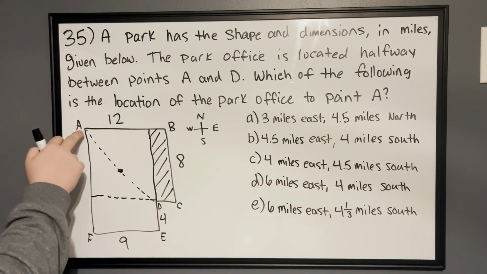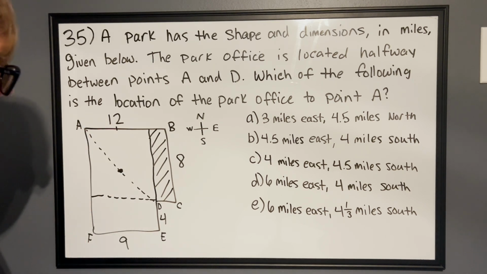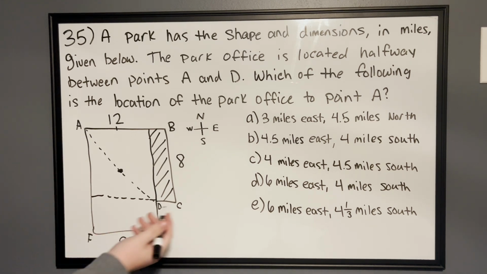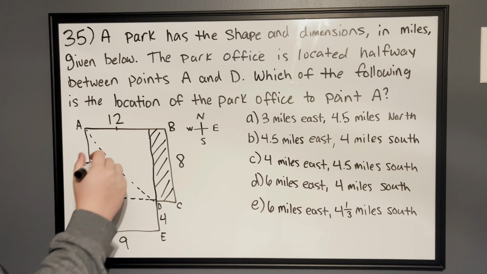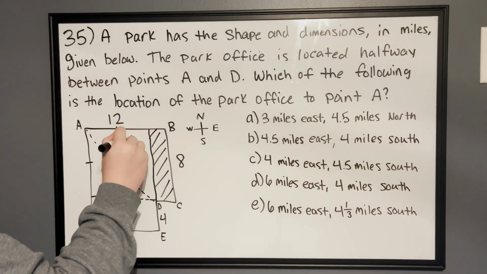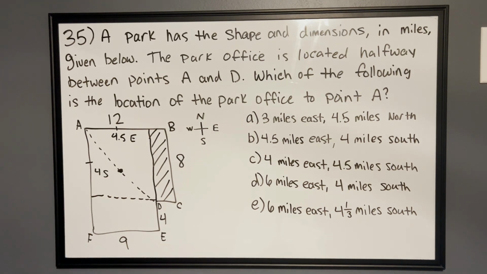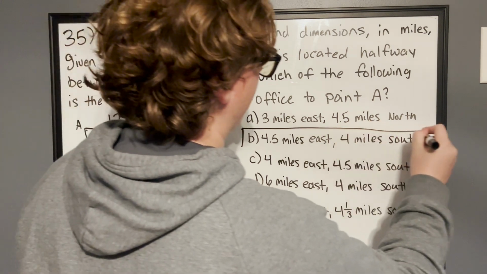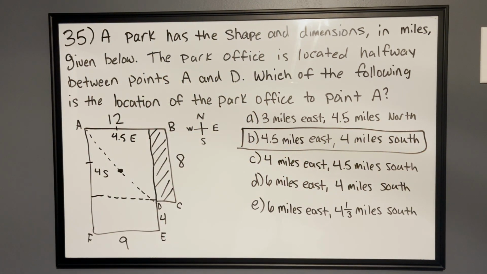So starting from A, we need to go 4.5 miles east. That'll put us here. And then now we want to get halfway between A and D on the vertical axis. And we see that that distance is 8 miles. So halfway would be 4. So we have 4.5 east, and then we have 4 south. So when we look at our answer choices, the only one that works is option B. So that will be our answer for question number 35. So let's go ahead and move on to 36.